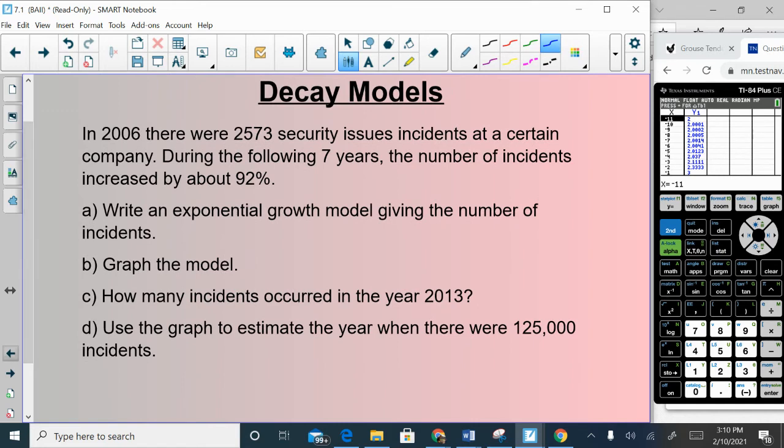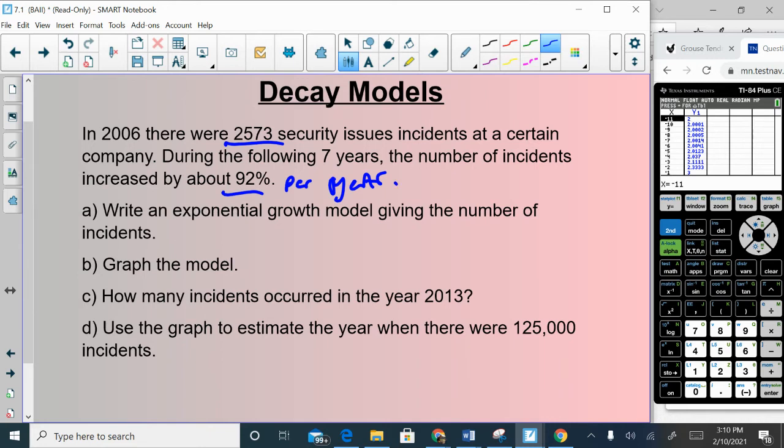First up, we have this word problem. In 2006, there were this many security issues. That sounds like an initial amount to me at a certain company. During the following 7 years, the number of incidents increased by 92%. This doesn't say it very clearly, but per year.